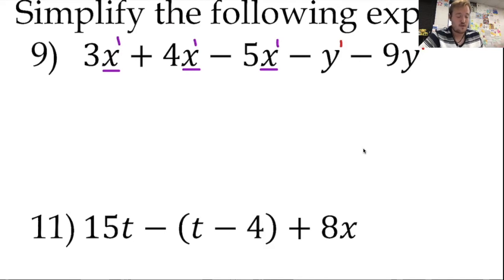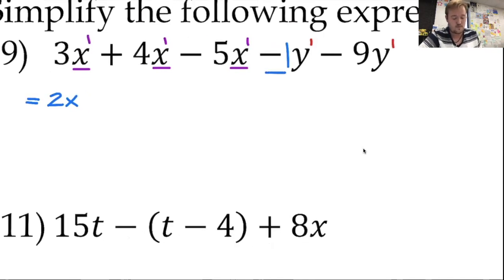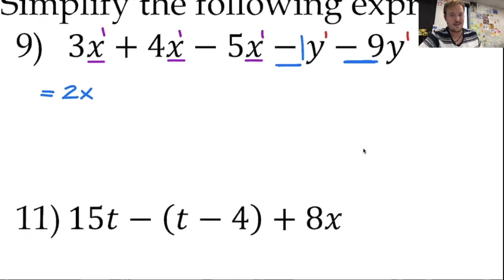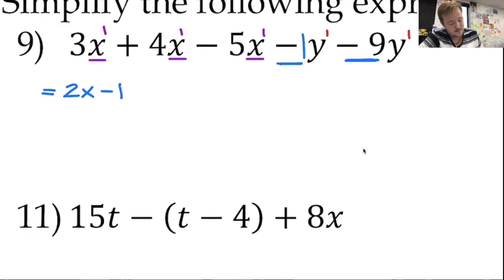So the numbers that are different, so the 3, the 4, the 5, those are what we call coefficients. Those are what we're going to use to combine. So I have 3 plus 4. 3 plus 4 gives you 7. 7 minus 5 gives you 2. So I have 2 x's. And if I have a negative y, well, there's no number in the front. So if there's no number in the front, you assume there is a 1. So this is a negative 1. So I have a negative 1 and a negative 9. So if I combine those together, negative 1 minus 9, that gives you negative 10. So I have 2x minus 10y. So this would be simplified.